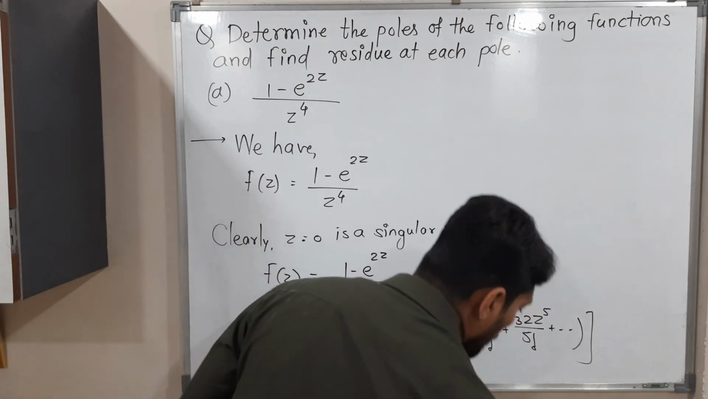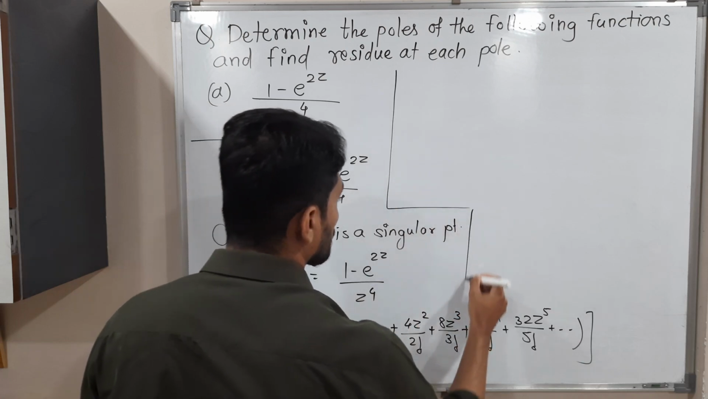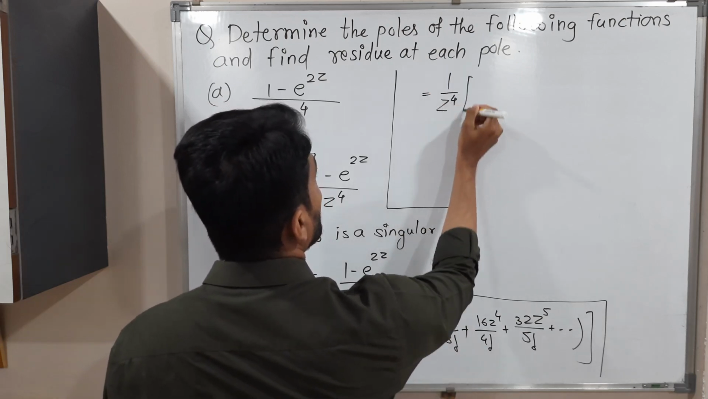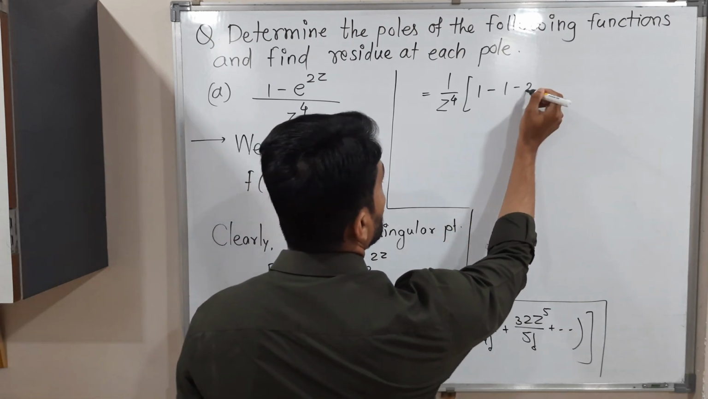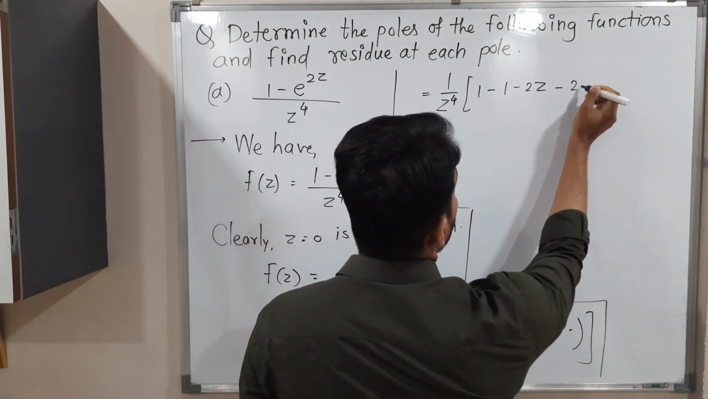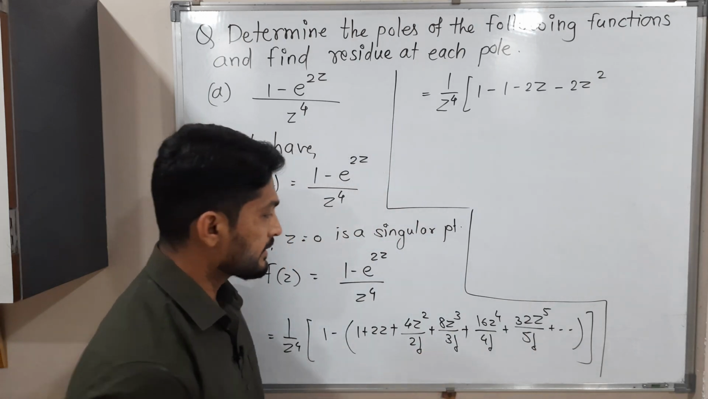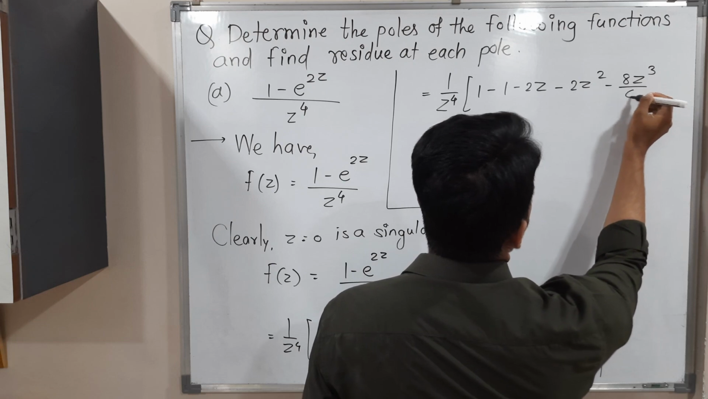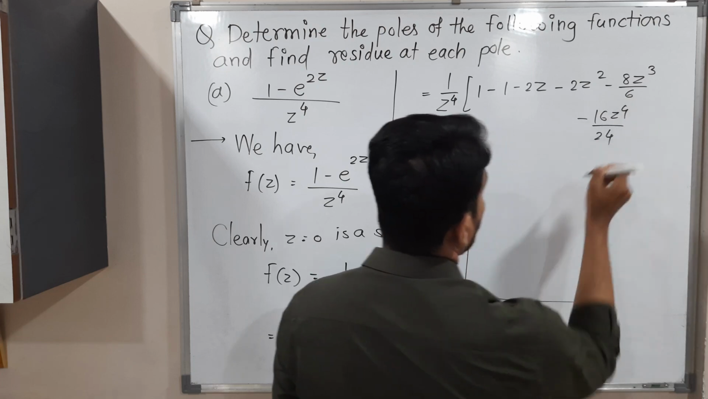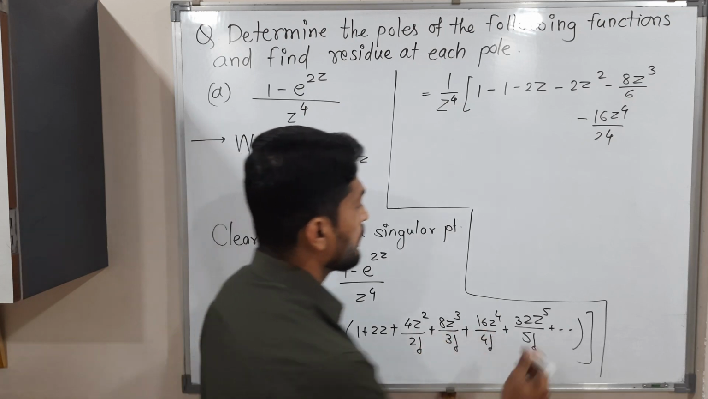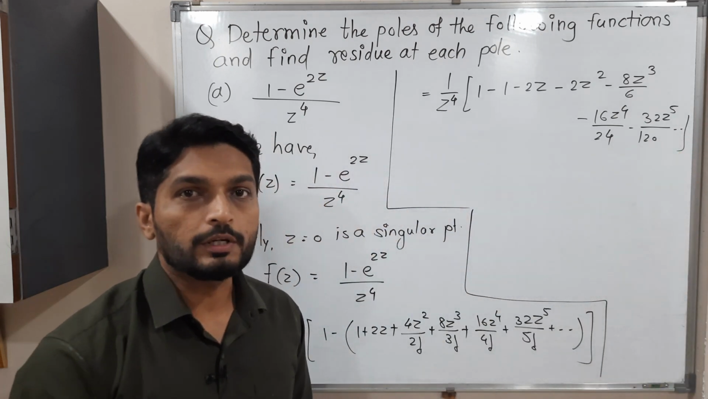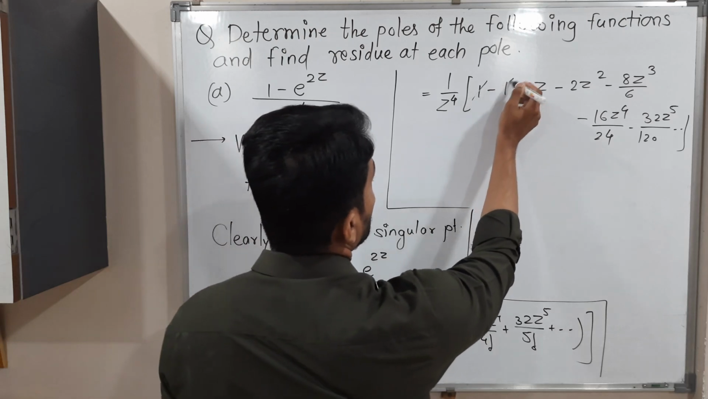So this is equal to 1 upon z raised to 4 times, the sign will get changed, minus 1, minus 2z. 2 factorial means 2, so the 2s will get cancelled, minus 2z square. 3 factorial means 6, minus 8z cube by 6. Minus 16 z raised to 4 by 4 factorial, which is 4 into 3 into 2, 24. Minus 32 z raised to 5 by 5 factorial, which is 5 into 4 into 3 into 2 into 1, 120. The 1s will get cancelled.